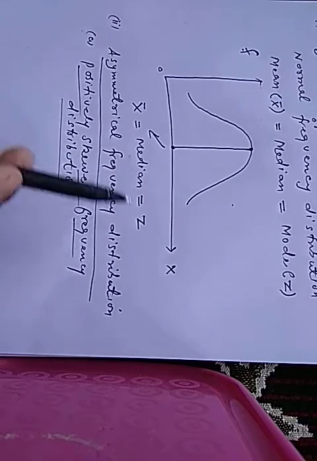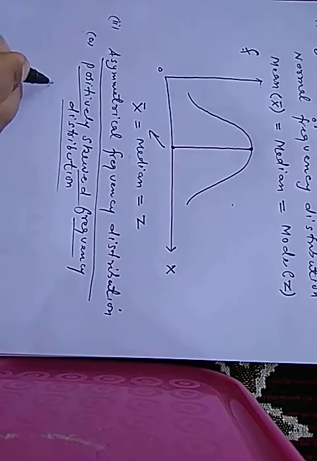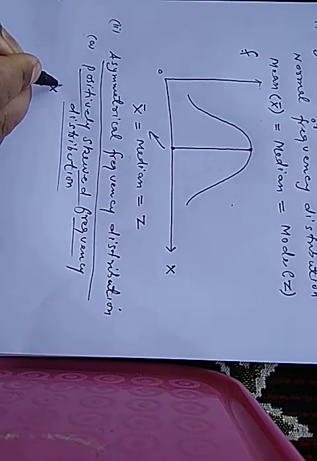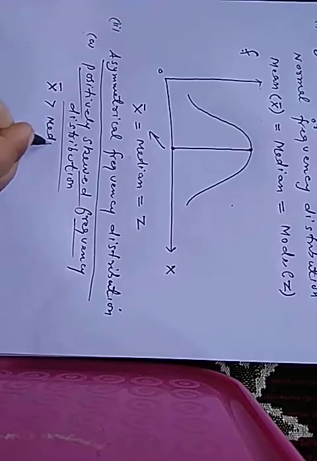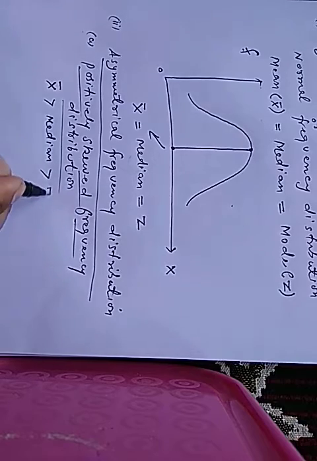In this case, the value of arithmetic mean and median will be greater than the value of mode. Arithmetic mean will be greater than the value of median and the value of mode. This is the relationship between arithmetic mean, median and mode.